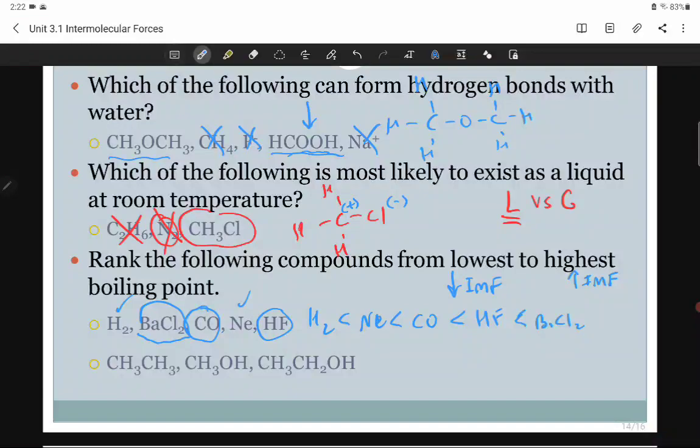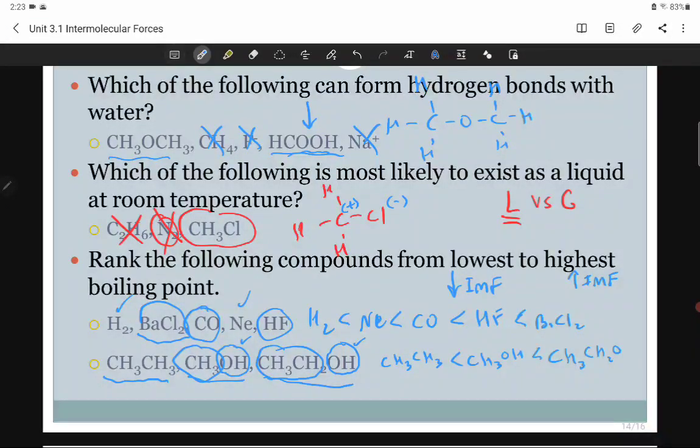So there are your categories, your rankings. Okay, now this time we have a hydrocarbon, and we have a hydrocarbon with an alcohol group, and another hydrocarbon with an alcohol group. We'll start with this one over here. Hydrocarbons by themselves are symmetrical, so London dispersion only. These two have hydrogen bonding capabilities with the OH, but this one has more electrons than this one does. So methanol would be next, and ethanol would be next.